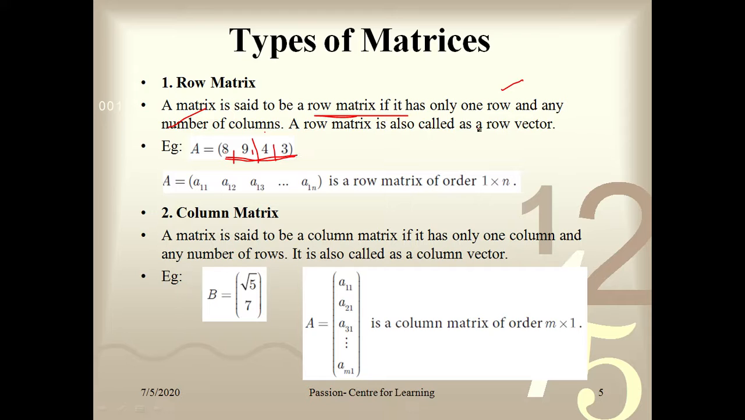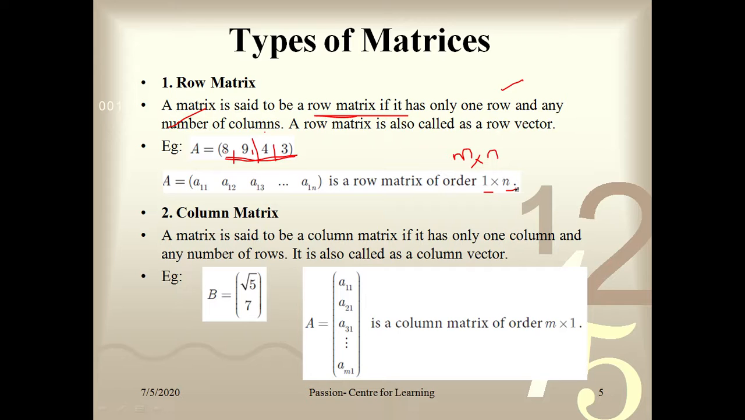So we know the order is m cross n. Here m is 1, and n can be anything. So the order should be 1 cross n.